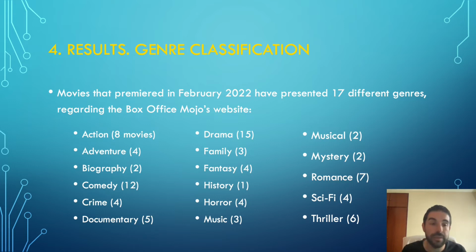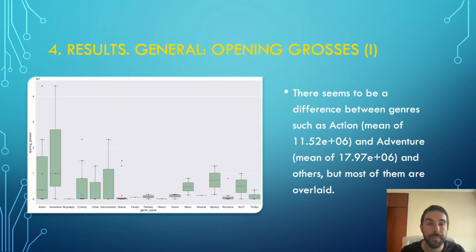You can see in this slide the list of them: action, adventure, biography, comedy, crime, documentary, drama, family, fantasy, history, horror, musical, mystery, romance, sci-fi, and thriller. The opening, we have studied the 9 variables that I have mentioned before. So I have put here some examples, 2 examples for each classification.